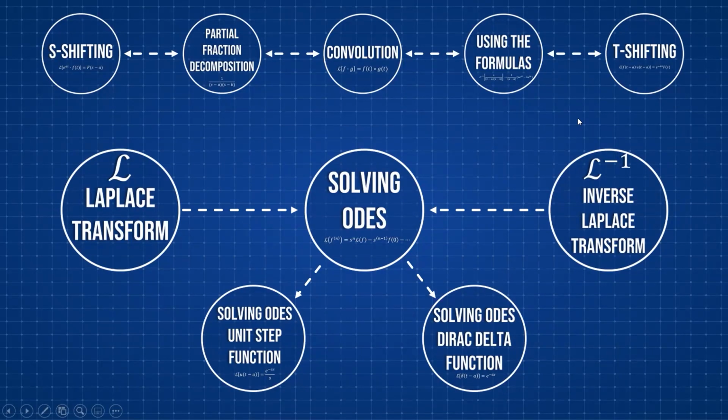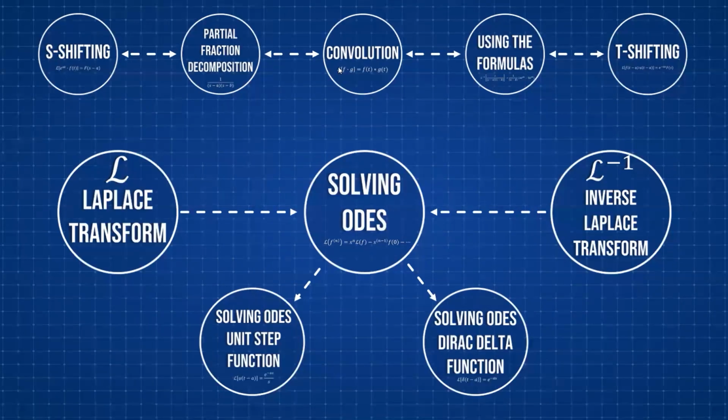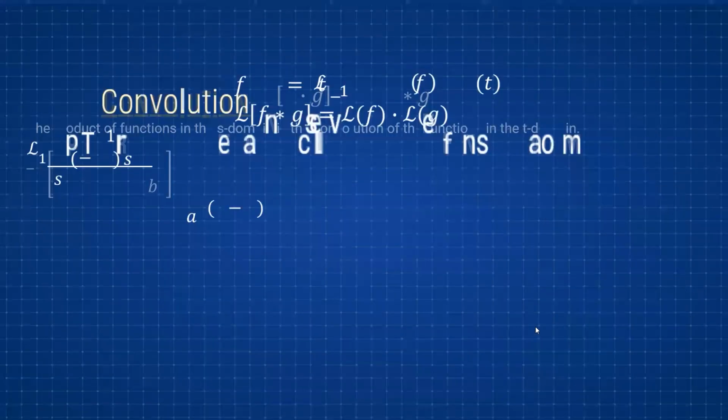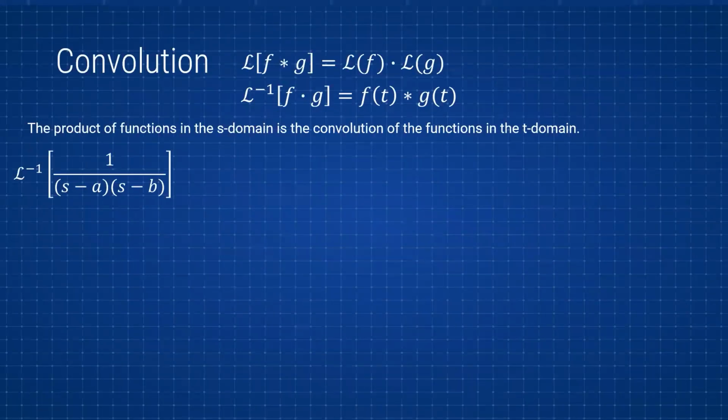Okay, welcome back. So on today's video, we're going to be looking at another method of doing the Laplace transform. And this one, we're going to be talking about convolution. So basically, when we have the product of two functions in the S domain, it's equal to the convolution of the functions in the T domain.